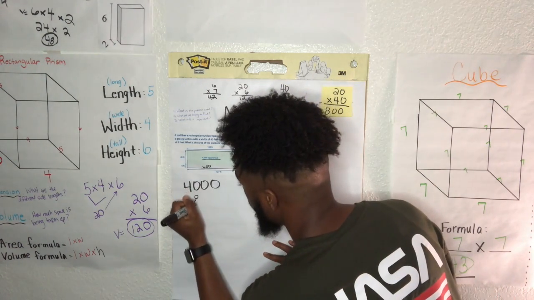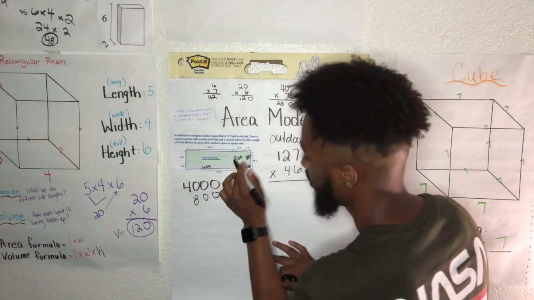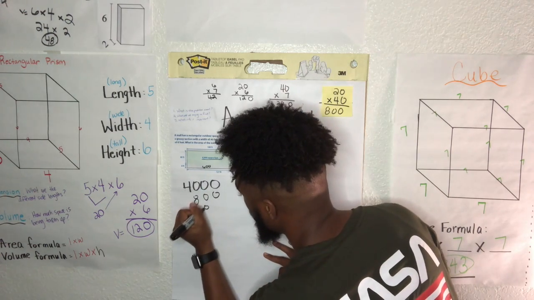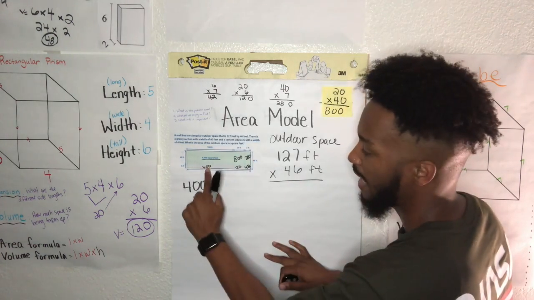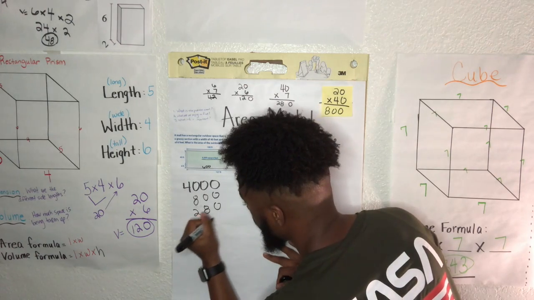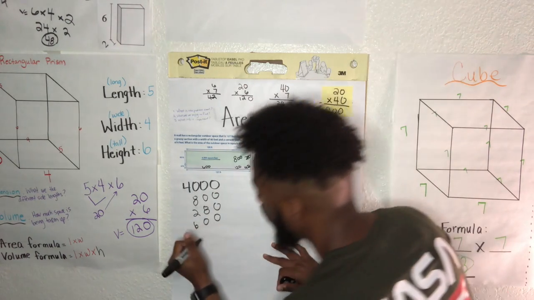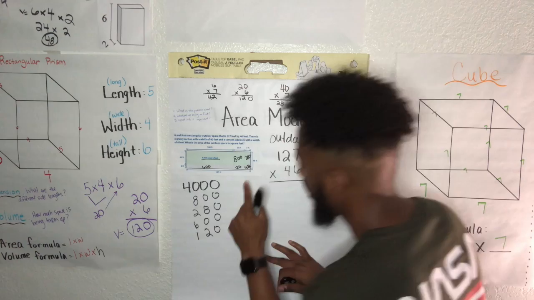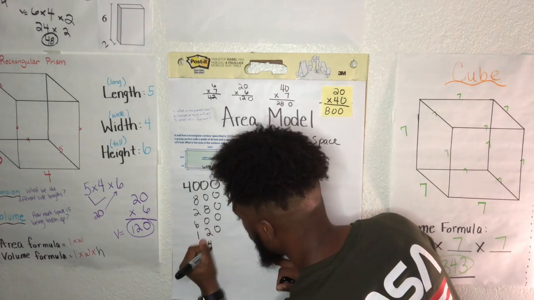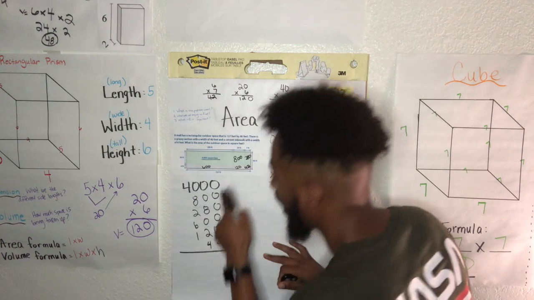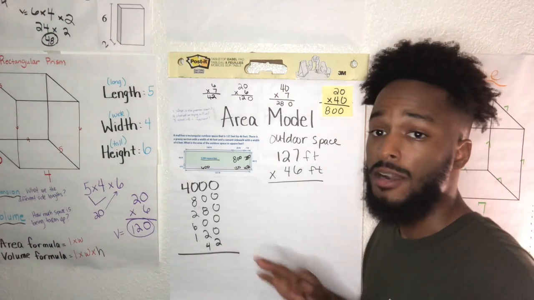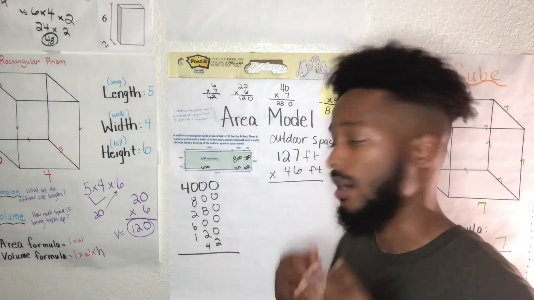I've got 800. I'm going to add the 280. I'm going to add the 600. I'm going to add the 120. And I'm going to add the 42. All of these guys are my partial products. I've got to add them all up to find the total product, right?